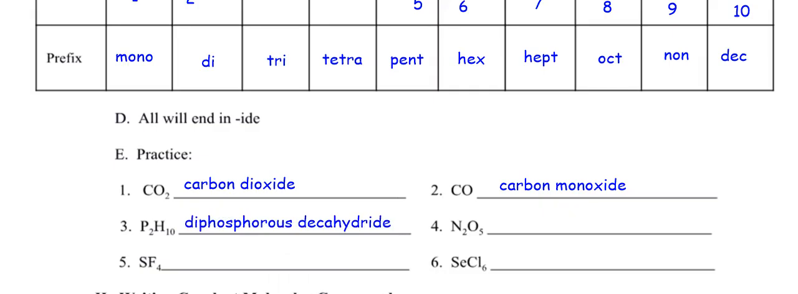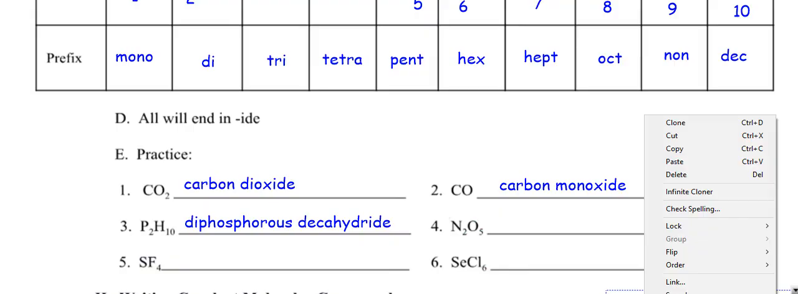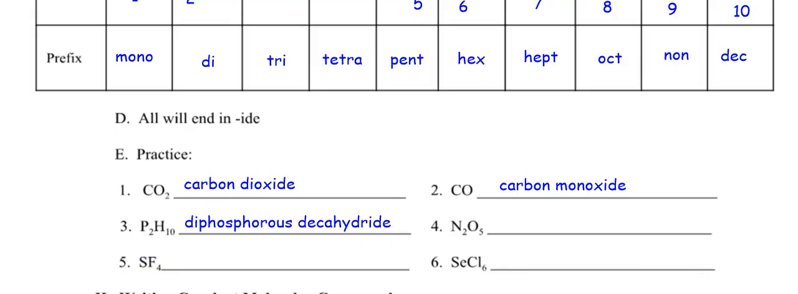All right. Well, the next one. Hey, I see a subscript. Okay, so what does that 2 tell me? I need a prefix. So what's my prefix? What's the prefix for 2? It is di. So it's dinitrogen pentoxide.